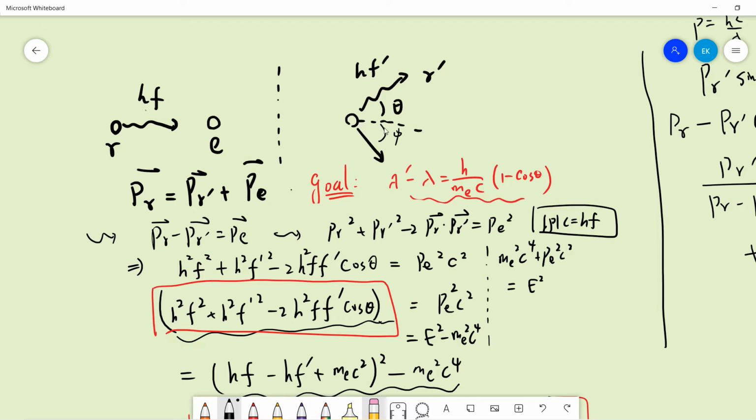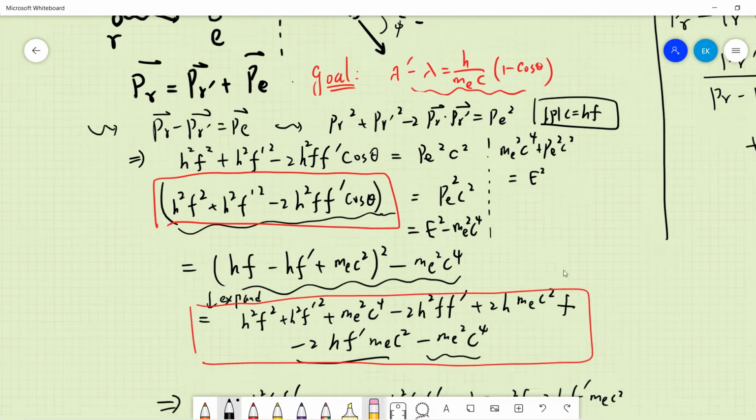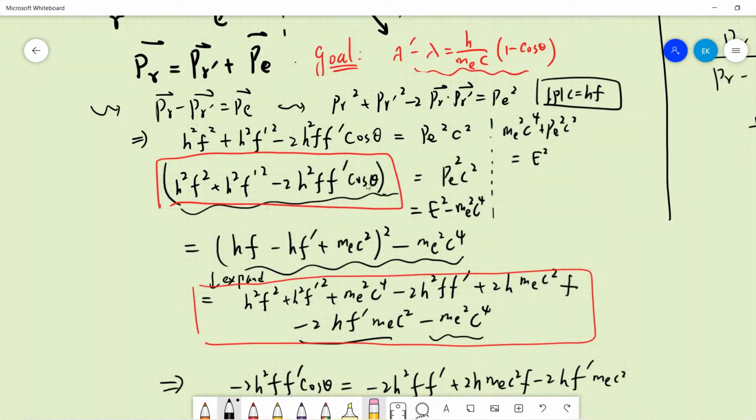By the way, this vector and this vector are at an angle, so the dot product gives a cosine. And it becomes (pc) squared. So (pc) squared is E squared minus m_e squared c to the fourth, because this is a relativistic particle for the electron, so you can change it to this. Okay, so now we have this red block equal to this and equal to this.